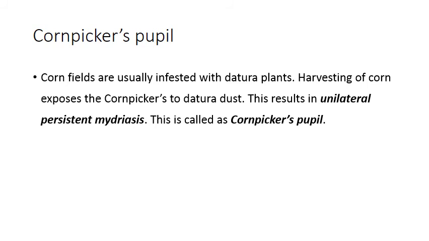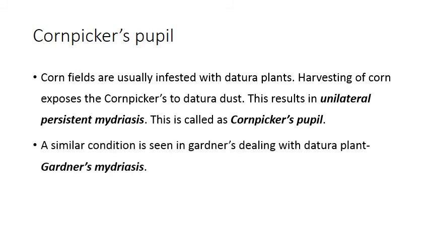A similar condition of unilateral persistent mydriasis may also be seen in gardeners who work with datura which is being cultivated for medicinal purposes. That condition is called gardener's mydriasis. The one and the same. Here the datura is infesting the corn fields, whereas in gardener's mydriasis, the person is dealing with the datura plant while cultivating it. So there are two conditions, corn picker's pupil and gardener's mydriasis.